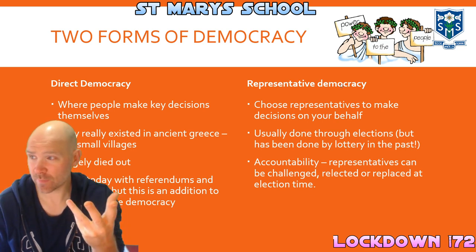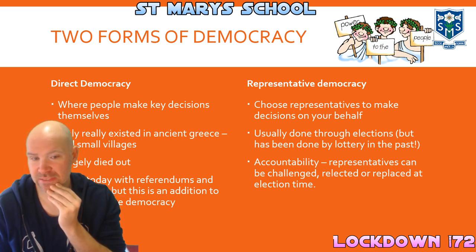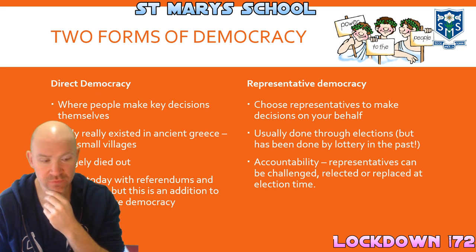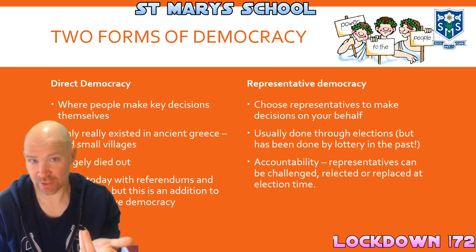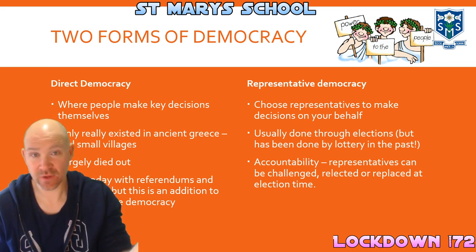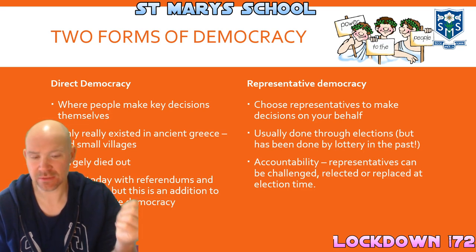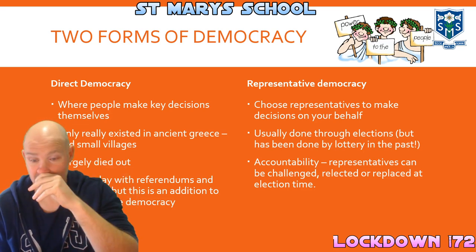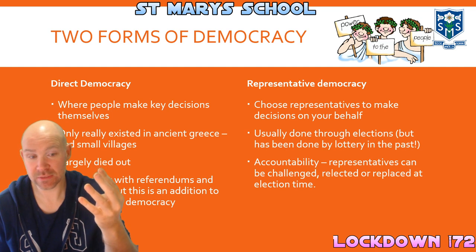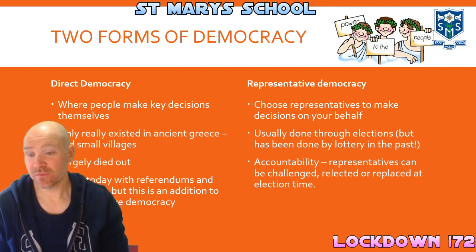You could also, when talking about accountability, talk about, well, what is the appropriate amount of time between elections? Britain has 5 years through the Fixed Term Parliaments Act, whereas America has a 4-year term for their presidents and a 2-year term for their House of Representatives.